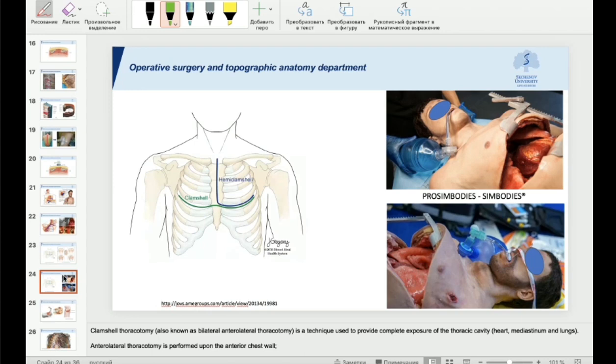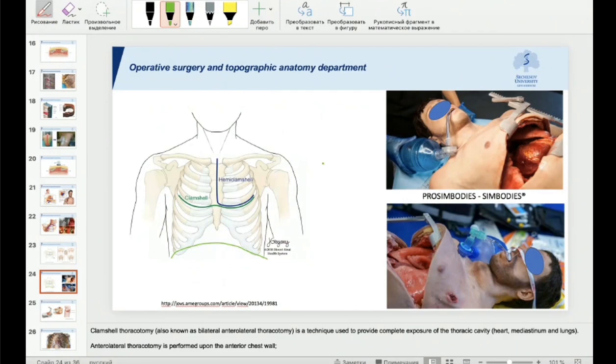According to this, to which organs can we make the access? So the anterolateral thoracotomy, let's imagine that somewhere below we have the diaphragm, and upper, somewhere at the fifth and sixth ribs, in this area, we should make the anterolateral thoracotomy to make the access to the thoracic cavity, to the heart, to the mediastinum, and to the lungs.